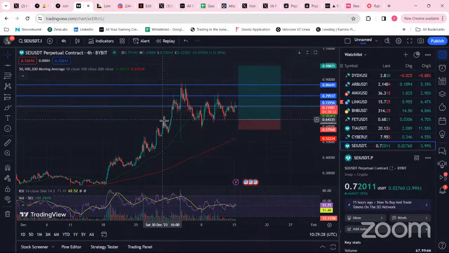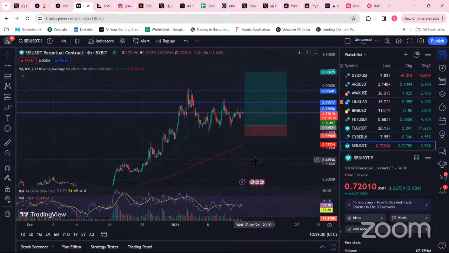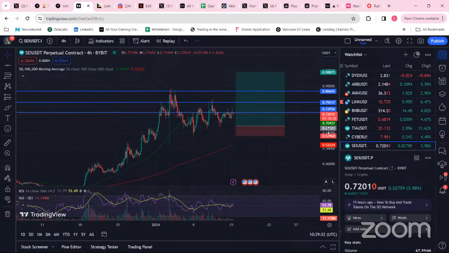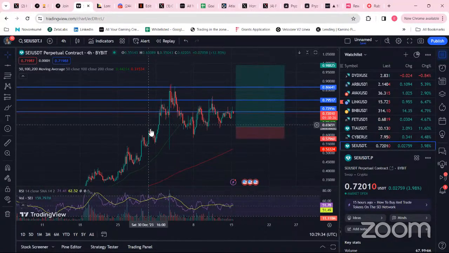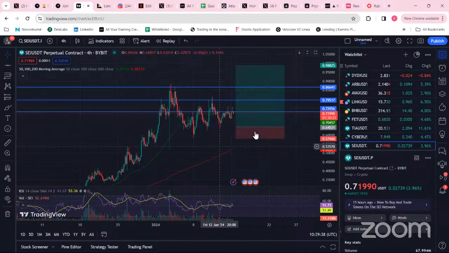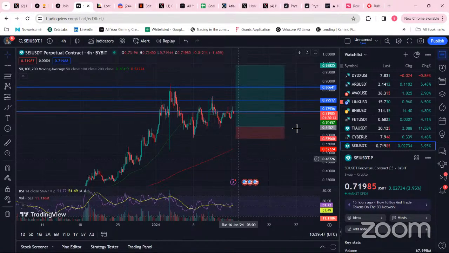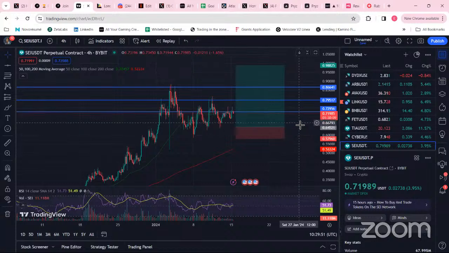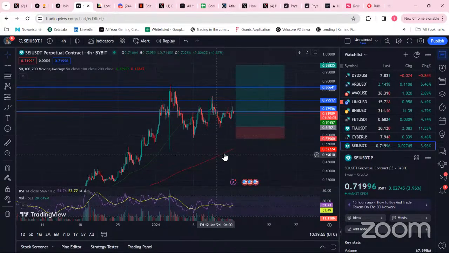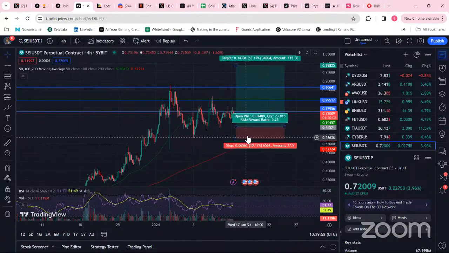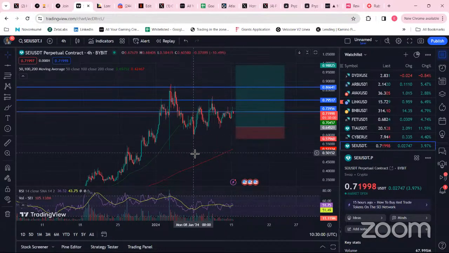This is a setup I've been looking at this morning. I'll probably enter somewhere around 0.64. I would share this in the Telegram channel so you can also get on this. So I'm looking to get in between 0.63 to 0.66, right? My stop loss just below 0.57.